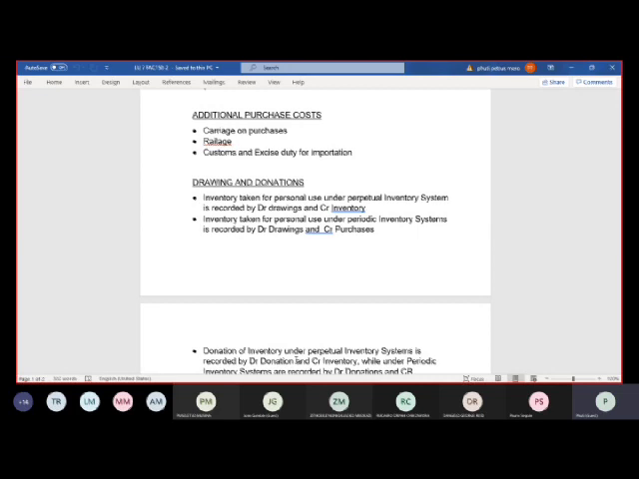Anyway, I've got a question for you now. Looking at the drawings and inventory here, inventory taken for personal use under the perpetual inventory system is recorded by debit drawings and you credit inventory. Can somebody analyze this for me? Why do we have to debit drawings and credit inventory? We are debiting drawings because drawings is an expense and it increases on the debit side. And then our purchases, which represent the stock that the business is buying, since the owner is taking from the stock, that means the purchases we had made are reducing.